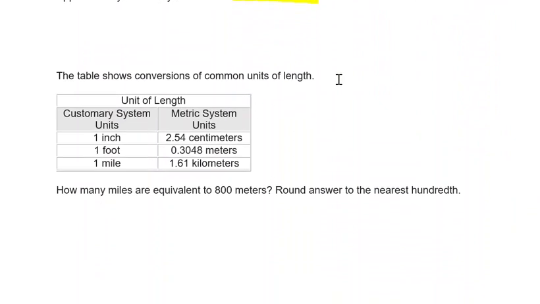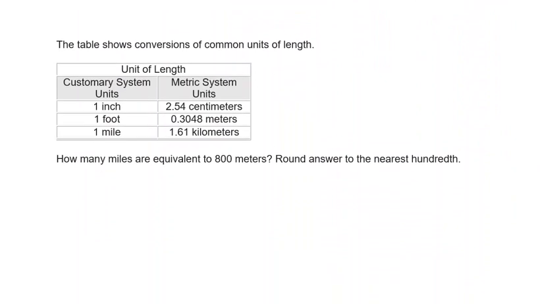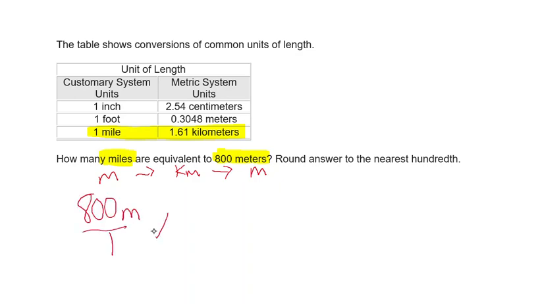And if we do another example here, this has me going from meters to miles. And when I look in my chart, a mile is equal to 1.61 kilometers. So I first need to go from meters to kilometers, then I can get from kilometers to miles. So let's start with 800 meters. We're going to put meters on the bottom and kilometers on the top so that meters will cancel. Now we just need to figure out how many meters are in a kilometer.